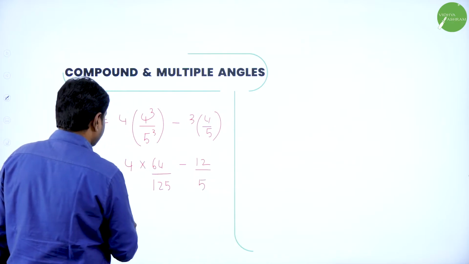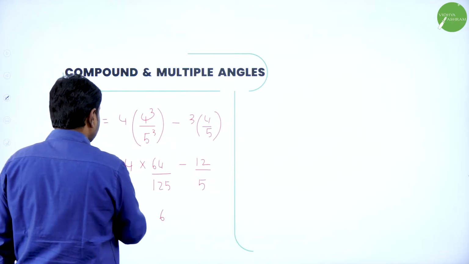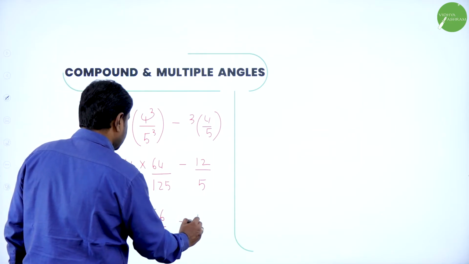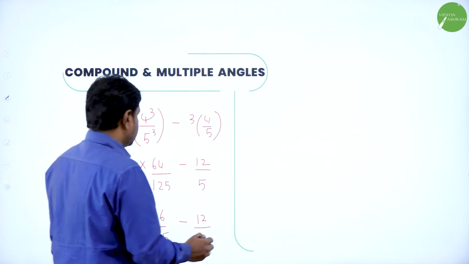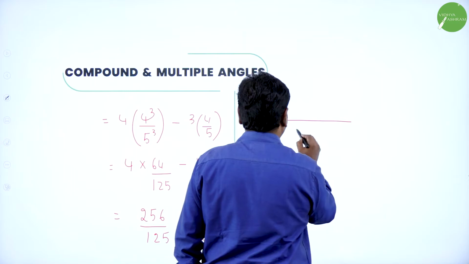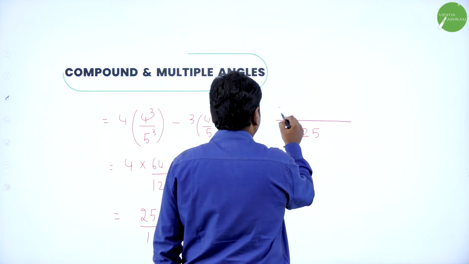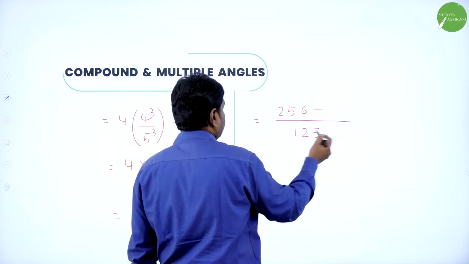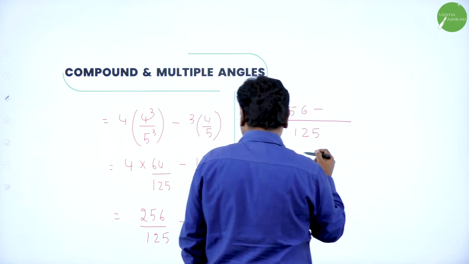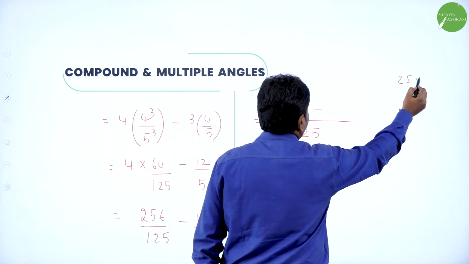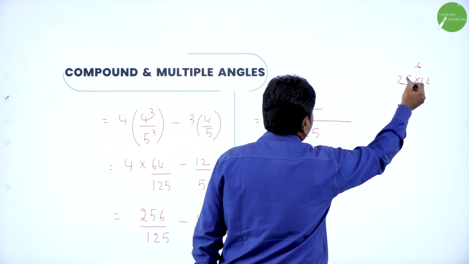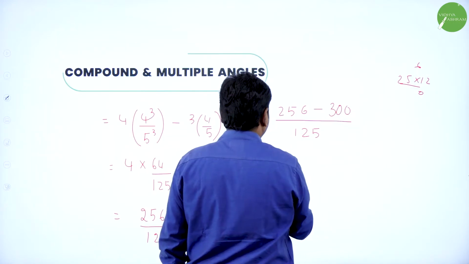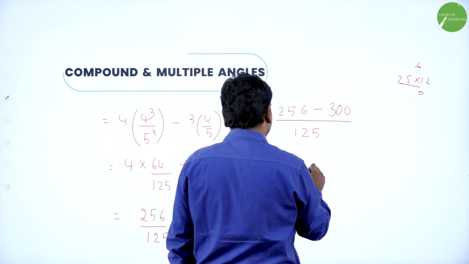Further, 4 into 64 is 256. So 256 divided by 125 minus 12 by 5. Further take the LCM and simplify. For 5 and 125 the LCM is 125, so 256 minus 12 into 25, since 5 into 25 is 125. 25 12s are 300. So you will get negative 44 by 125.